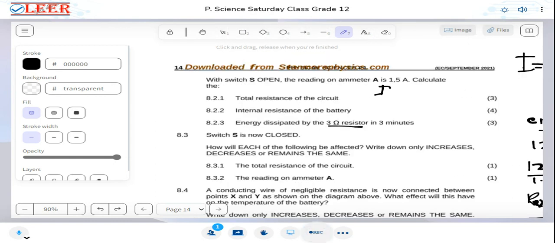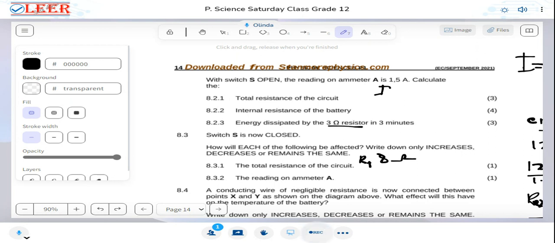It says with switch S now closed, how will each of the following be affected? Only increase, decrease, or remain the same. That's all they're looking for. Total resistance of the circuit, which is 8 ohm. Because the circuit is now closed, will the total resistance increase, decrease, or remain the same?